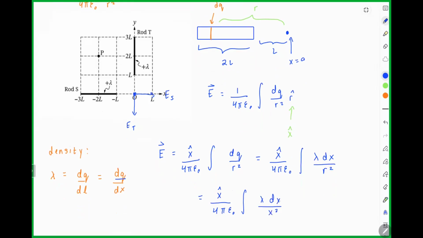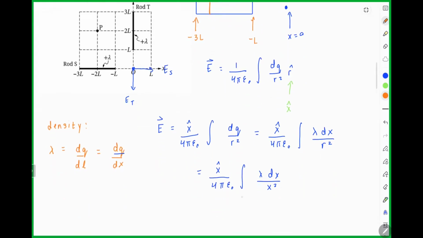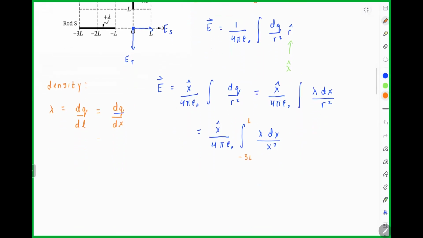But then let's think about our bounds of integration. Our bounds of integration are integrating along the rod. We start off at this edge of the rod, which is negative L, and end up at this edge of the rod, which is at negative 3L. Okay? And so our bounds of integration will be from negative 3L up to negative L. Let's go ahead and integrate that.